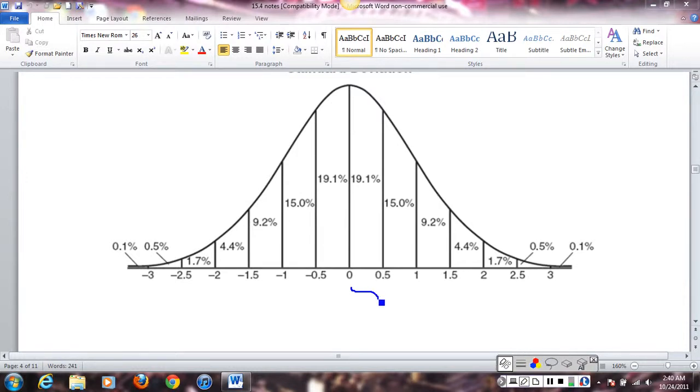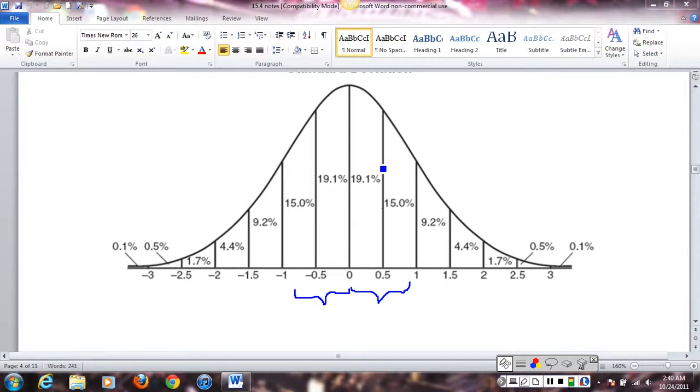Here is, of course, 1 standard deviation. And we said that going the other way, those two combined areas are about 68%. So obviously if you look at half of them, each one is about 34%.